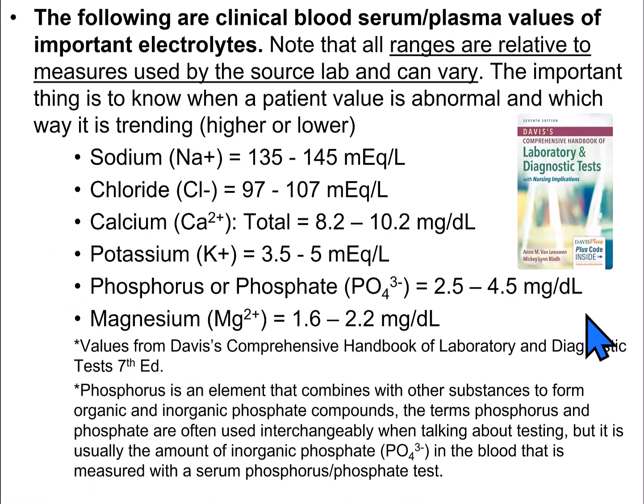Note, when you're looking at these values, the ranges are relative to measures used by the source lab that's giving you those numbers, and these can vary slightly. For example, sodium, 135 to 145 milliequivalents per liter, that could be given in one lab, and in another lab, it's using its normal sodium levels, maybe at say 125 to 135 milliequivalents per liter.